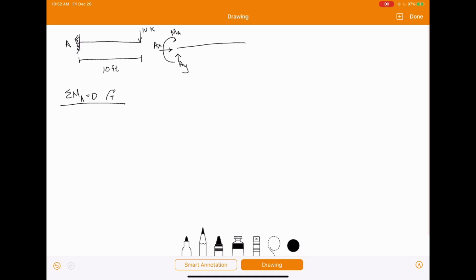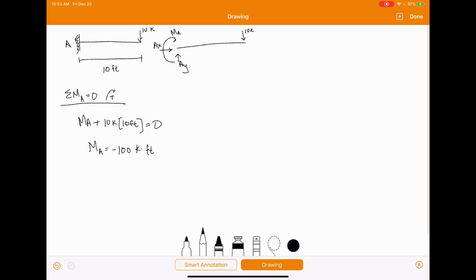So about A, AX and AY have 0 moment arms, so we're just not going to include those. But we've got our resultant moment MA, and we drew that in the positive direction, so we'll keep that positive. And then we've got 10 kips times its moment arm of 10 feet. And that would also create a positive moment. So that would be all of our forces that create moments. So we're going to set that equal to 0. Solve for our unknown, and we get MA equals negative 100 kip feet.